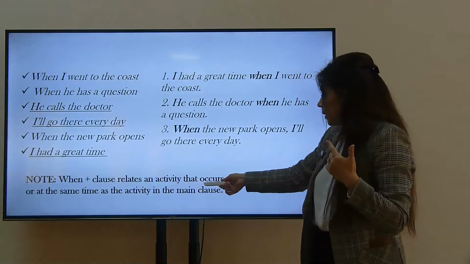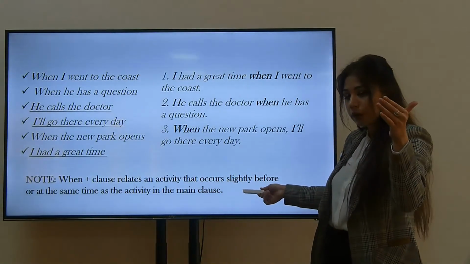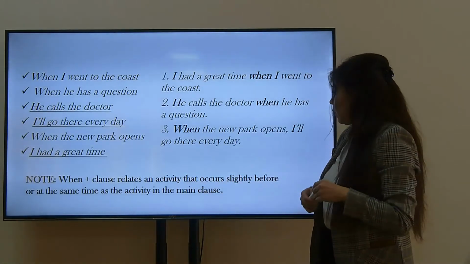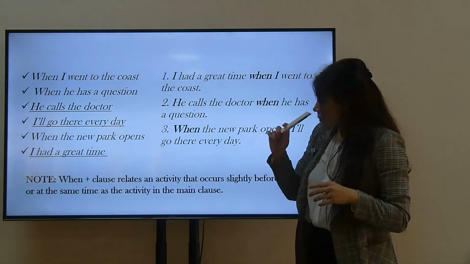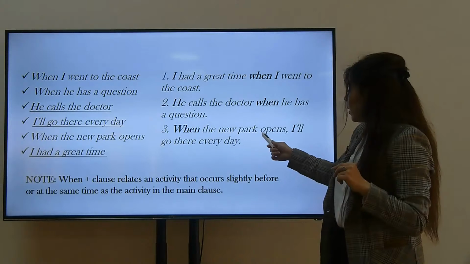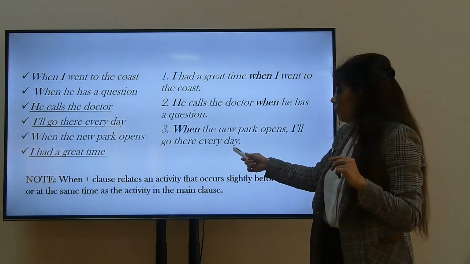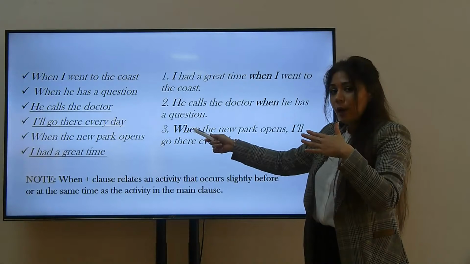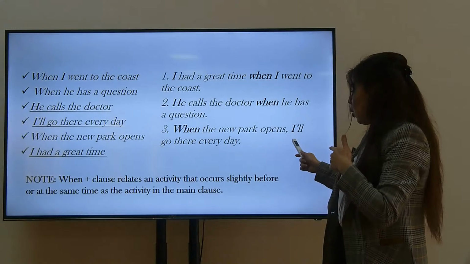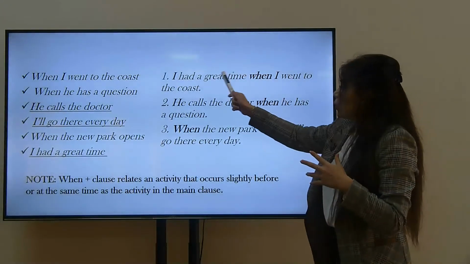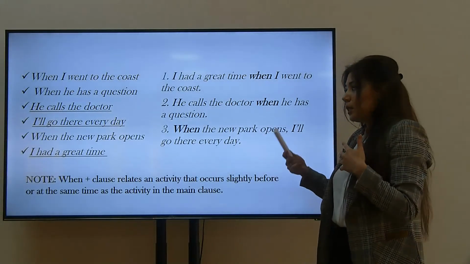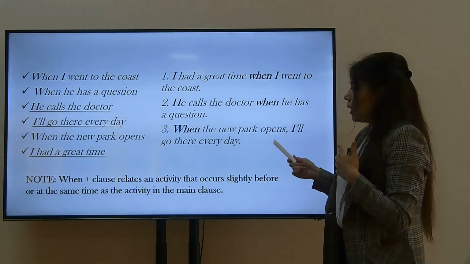A when clause relates an activity that occurs slightly before or at the same time as the activity in the main clause. Dear students, as you see here, let me read this third one. When the new park opens, I will go there every day. If the when clause comes before the independent clause, of course, you should put a comma. And what do you think? Which part of the sentence comes first? Think and try to find out.